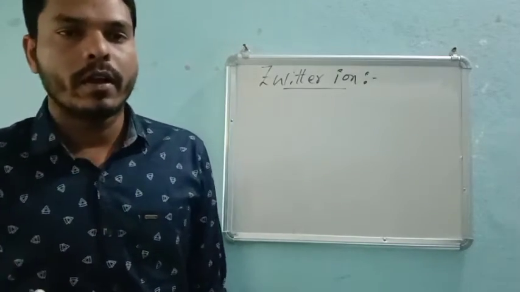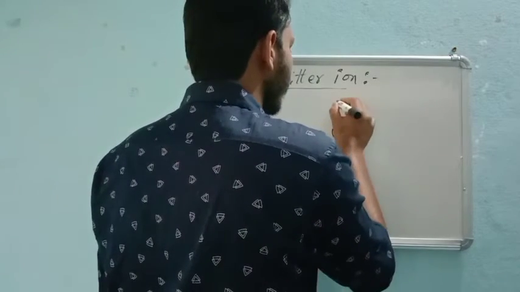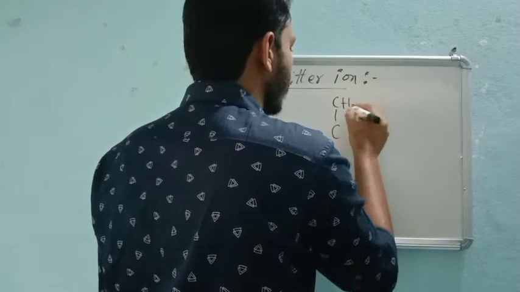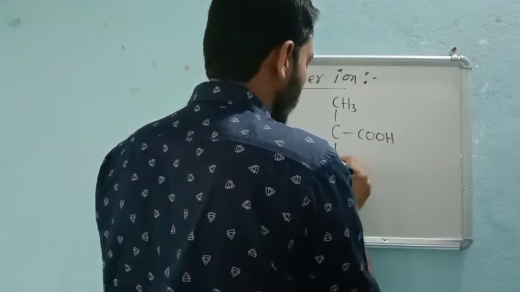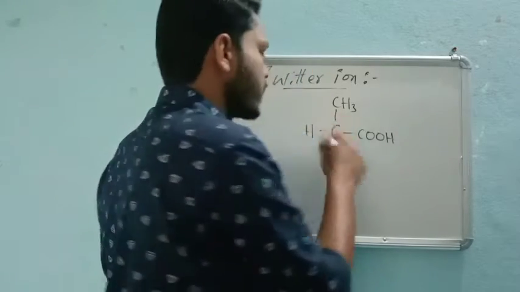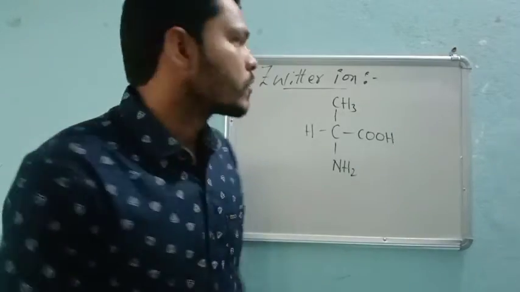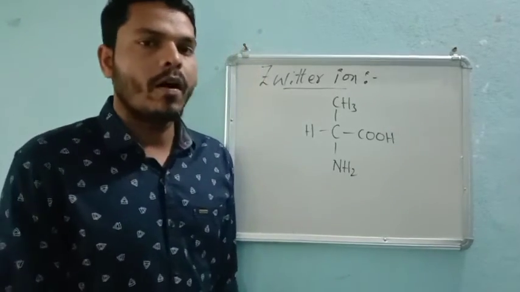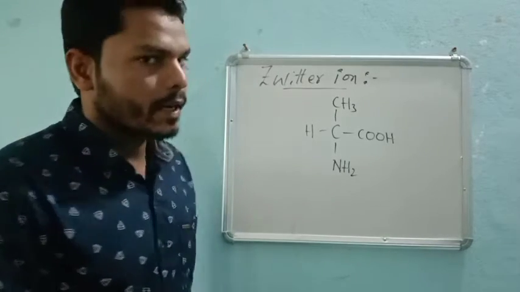So first of all, if we see the general structure of an amino acid, we definitely see a chiral carbon, right? There is a chiral carbon in most of them, except glycine we can say. So almost all the amino acids, except one, have a chiral carbon atom.